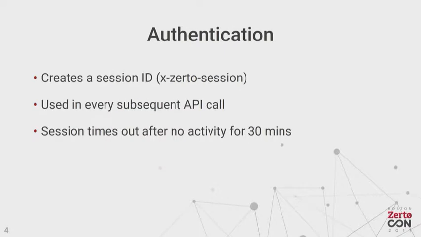So let's start with authentication. Before you can start and use the API, you need to authenticate yourself. Basically what it does, it creates a session in the API and it leaves it open. And every time you use an API call, you're going to use the session header that you create to authenticate and then execute that API call. It creates a session ID, which is called Zerto's session. I will show you exactly what it looks like, and you're going to use that in every other API call you make afterwards.